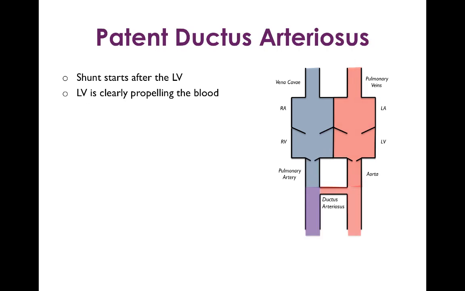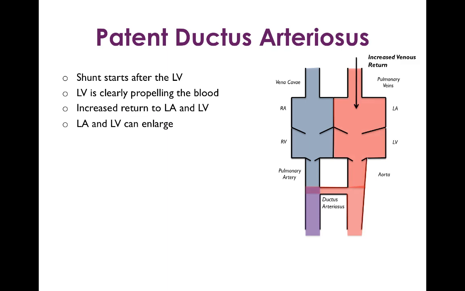So patent ductus arteriosus is a little more straightforward than that. Basically, you can see from this diagram here that the shunting is occurring after the aorta. The left ventricle is clearly propelling the blood out of the aorta, both through the ductus arteriosus that's patent and through the normal circuit to the systemic circulation.